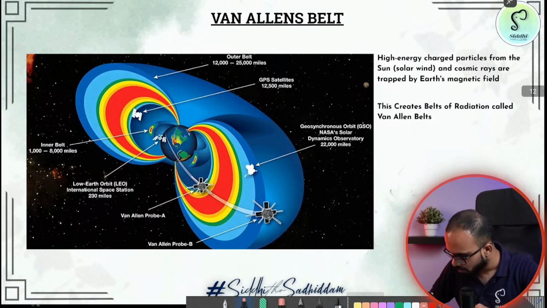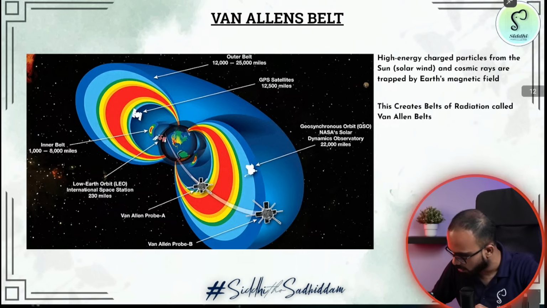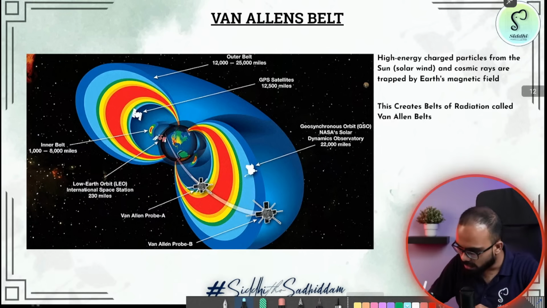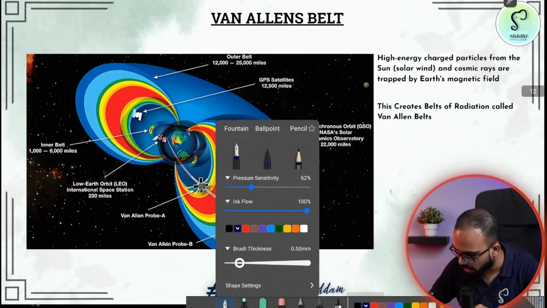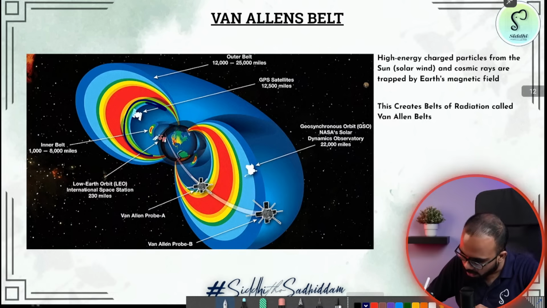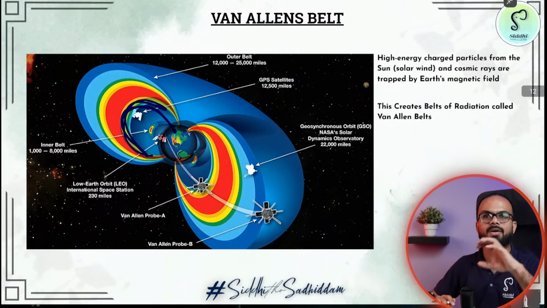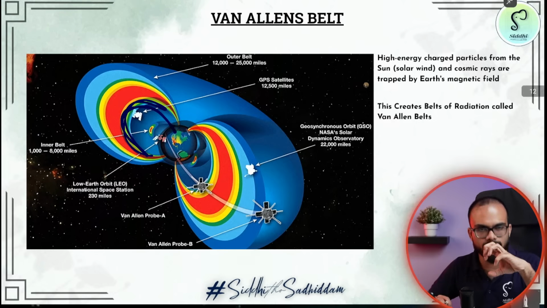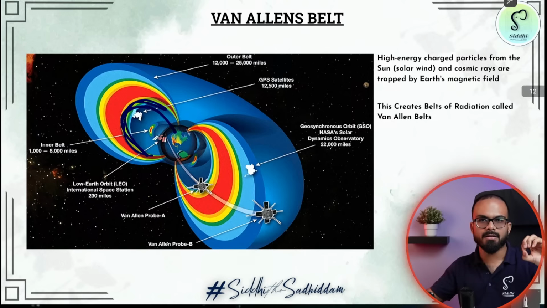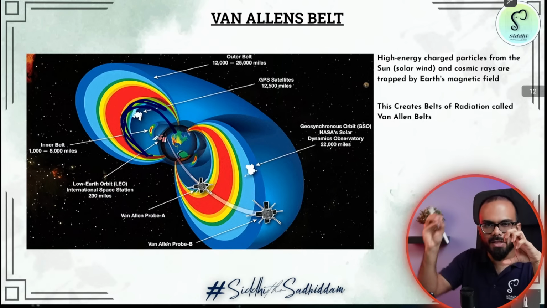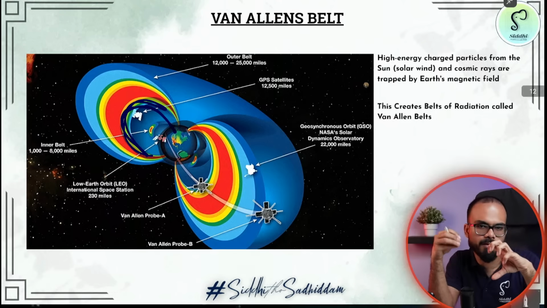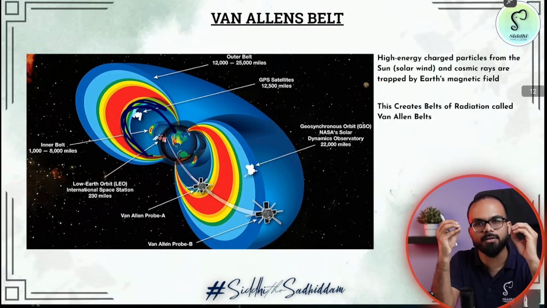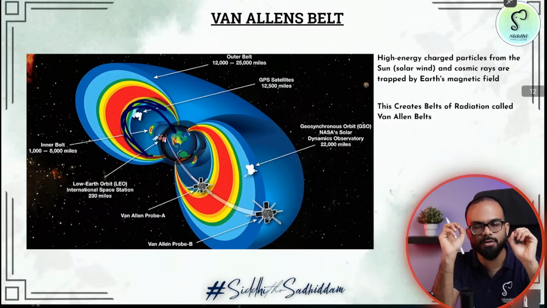For example, this is our Earth surface here. Let me change the color. Yeah, this is our Earth surface here, and this is one belt where you have heavily charged particles. Around the Earth surface, we have certain places where we have very heavily charged particles, and such belts are called Van Allen belts. Such belts are called Van Allen belts, and they can ask you this question directly.